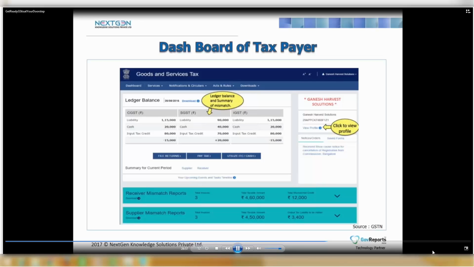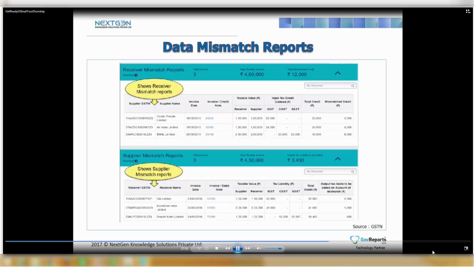Apart from this ledger balance, he will also receive the receiver's mismatch reports and supplier's mismatch reports. So on the dashboard, you can see there are 3 invoices where the total taxable amount is 4,60,000 rupees and the mismatch amount is 12,000 rupees. Similarly, for the supplier mismatch report on the dashboard, you can see there are 3 invoices which have a total taxable value of rupees 4,50,000 and where the additional tax liability is rupees 3,400.